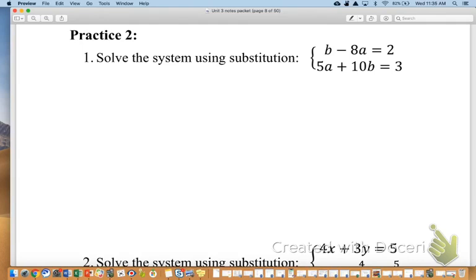B minus 8A equals 2. 5A plus 10B equals 3. Please try this. This will be our little exit ticket.